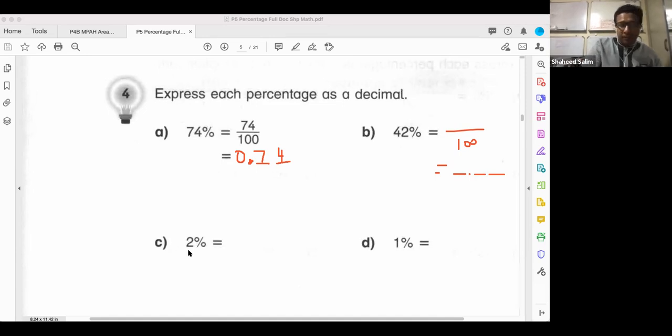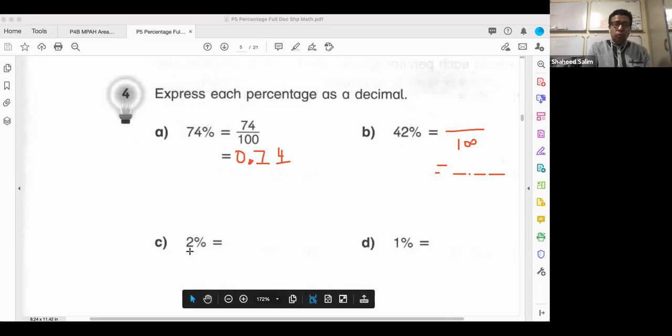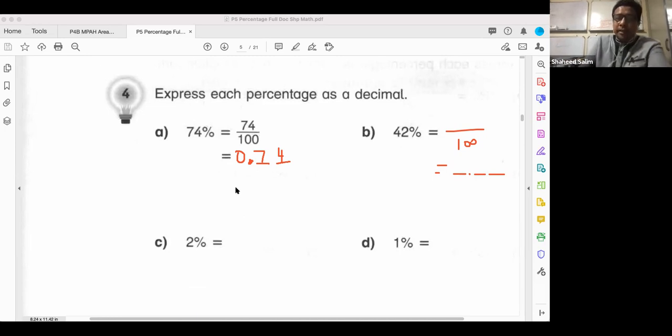This is 2 over what? Is it 2 over 10 or 2 over 100? Naomi, C is also wrong. So let us see. We ask Kakak Umaira. Kakak Umaira, tell us now. This one, 2% is what over what?